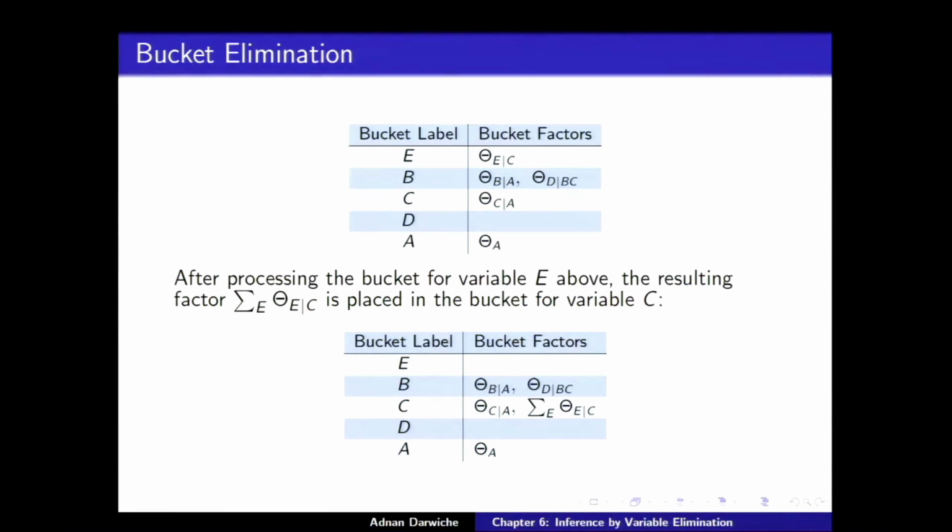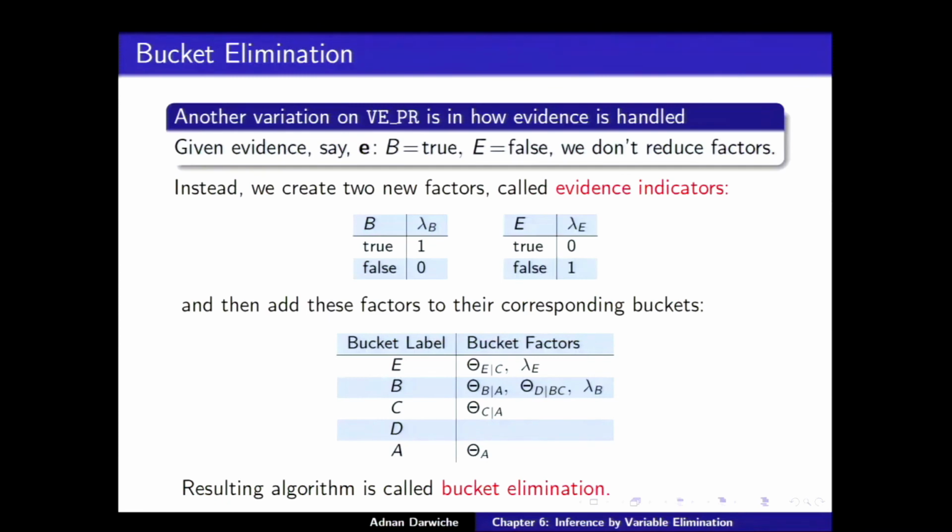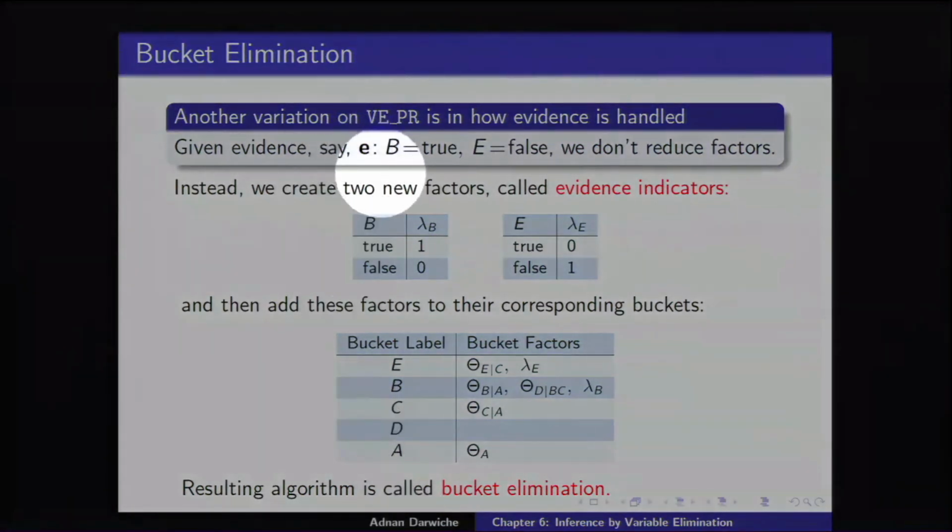Remember our business of reducing factors? I give you evidence, and I say go to the factors and zero out the rows that conflict with them, right? There's another way to do evidence, and it's practiced in this context. I'll show it to you, and then you'll see why it works. Another way of doing this is the following. Here's the evidence: B is true, and E is false, right? The way we did it is you go to every factor. Anytime a row conflicts with this, you zero it out.